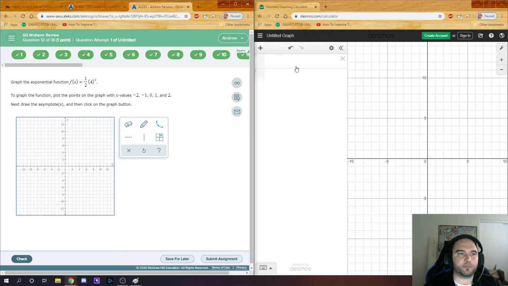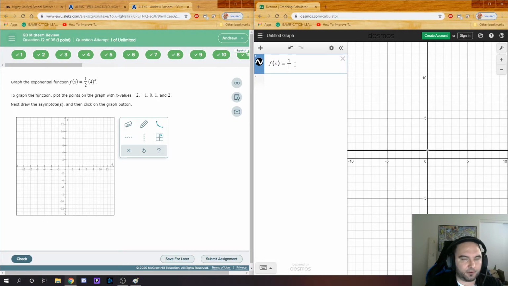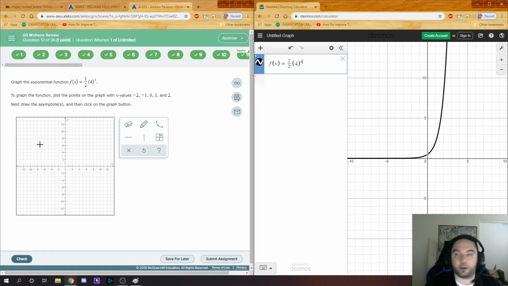All right, this says graph the function. Like any reasonable person, if I have a graphing calculator, I will graph it on that first. Ta-da! Now it says to graph the function on Alex. To make Alex happy, you need to plot the points -2, -1, 0, 1, and 2. Draw the asymptote and click the graph button.